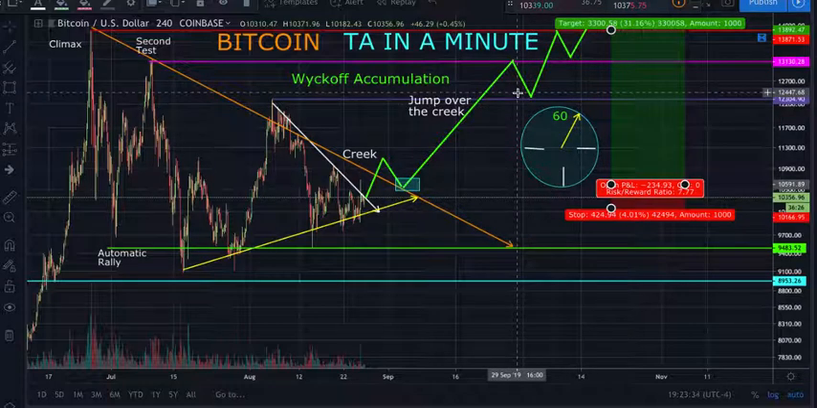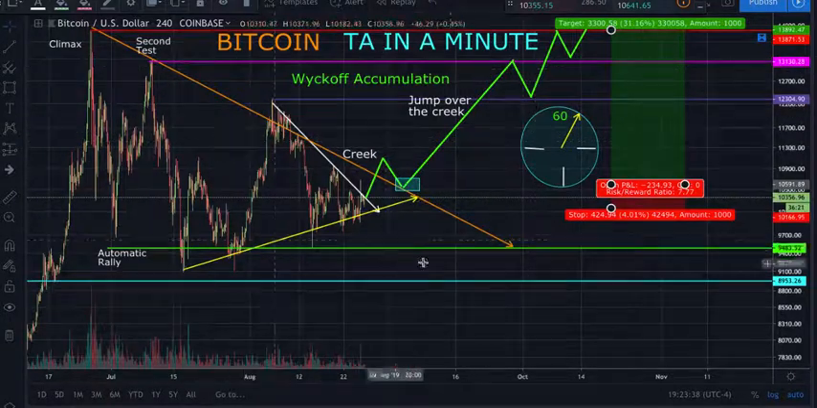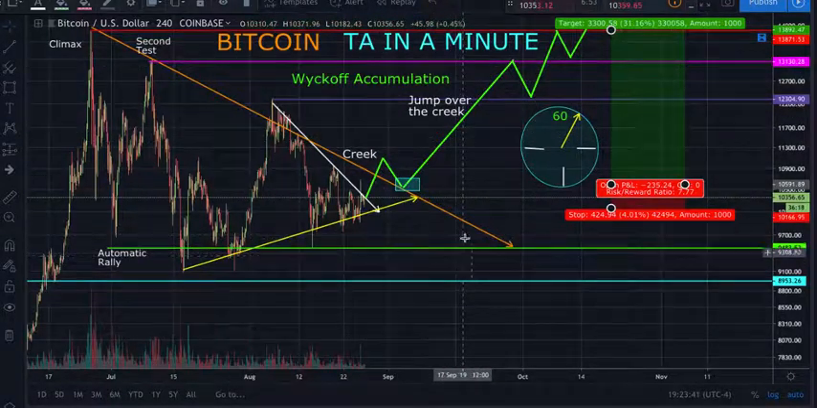So, well, there you have it, guys. That's Bitcoin TA in a minute with Crypto Trend Trader. That's our Wyckoff accumulation on Bitcoin and how it could play out here in the near future with some specific price targets.